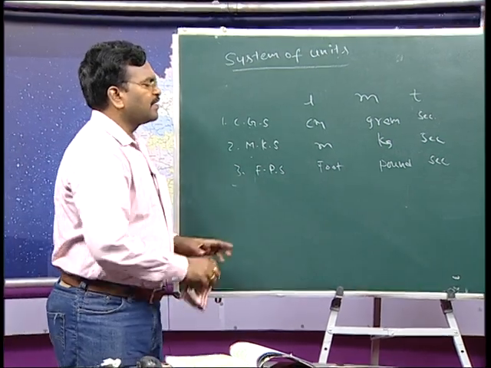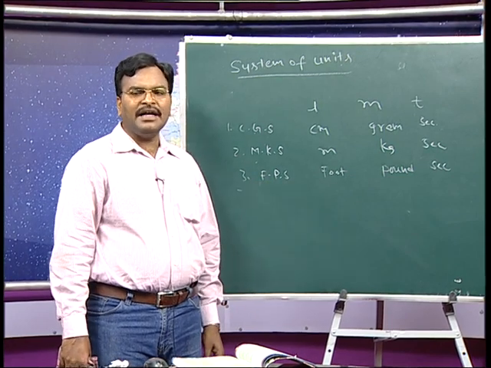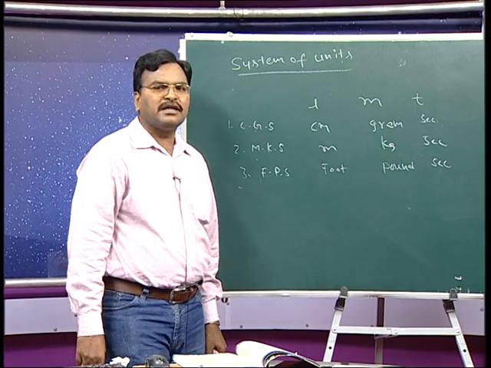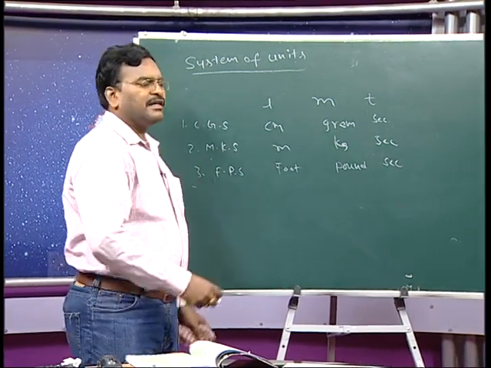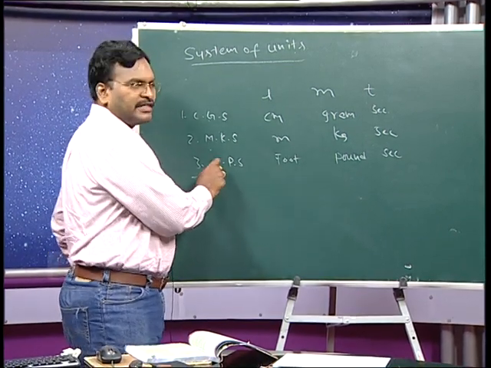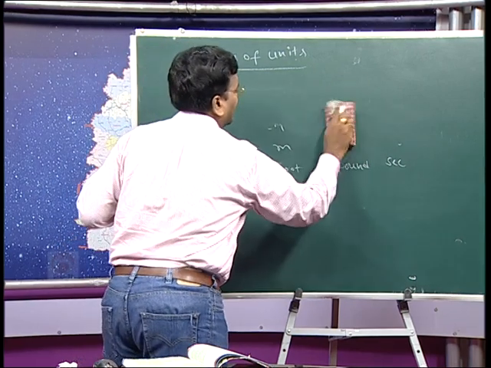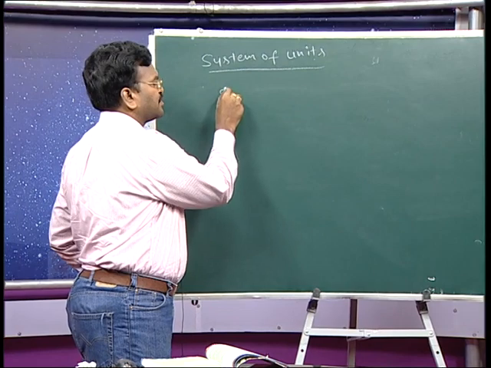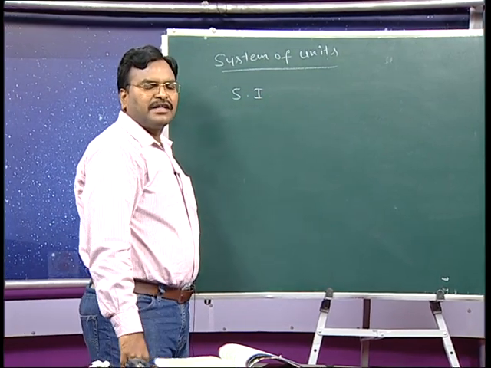Now, mainly we have three systems before 1960. In 1960, the International Bureau Association of Weights and Measurements approved a new system, that is the SI system. SI represents what? System of International.